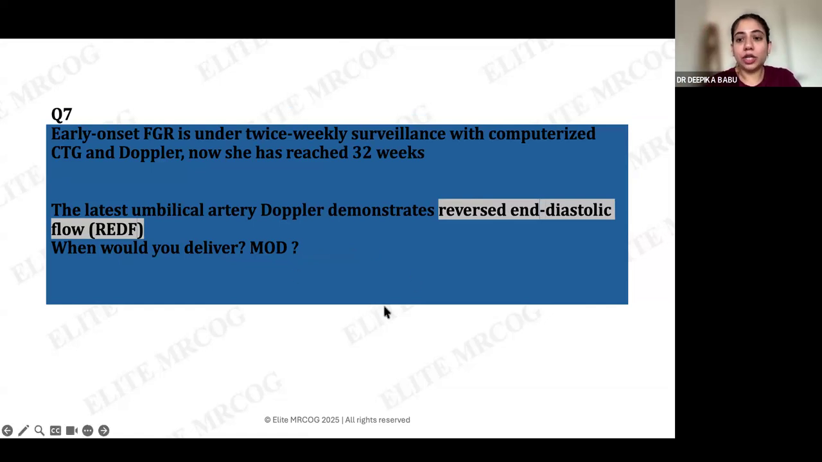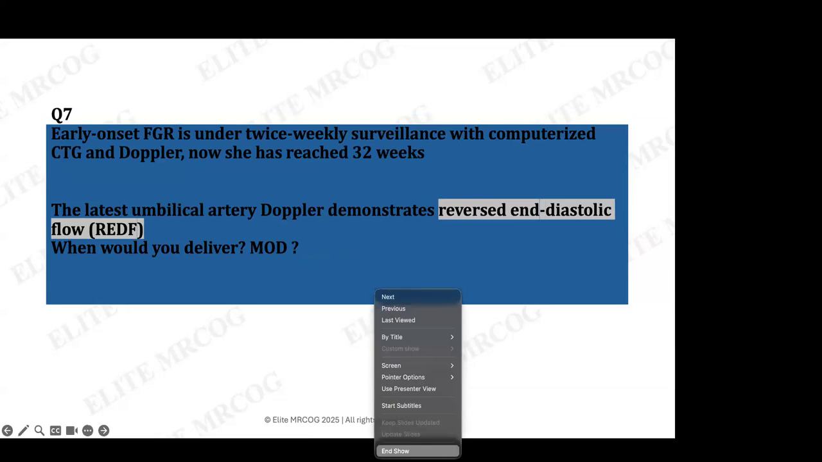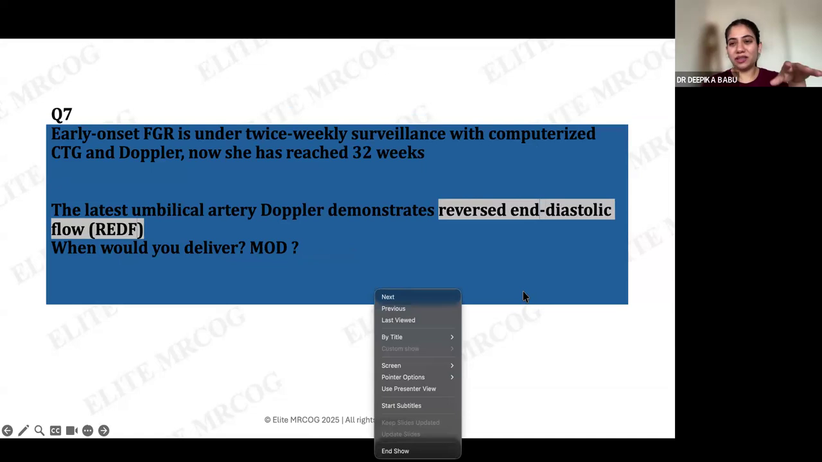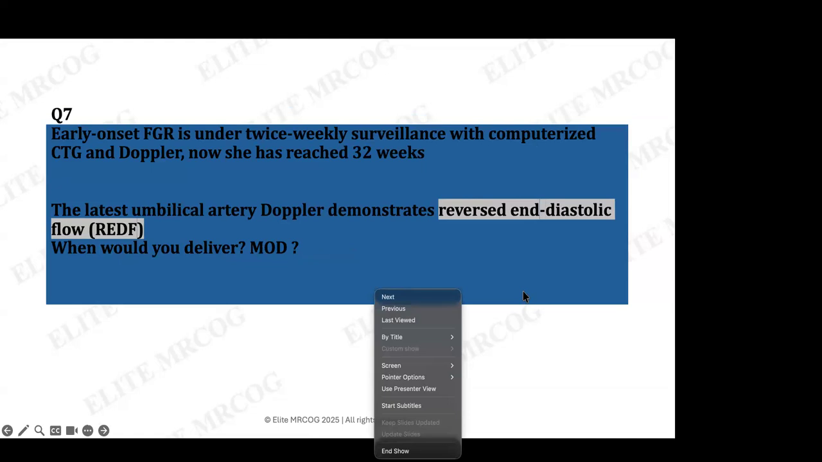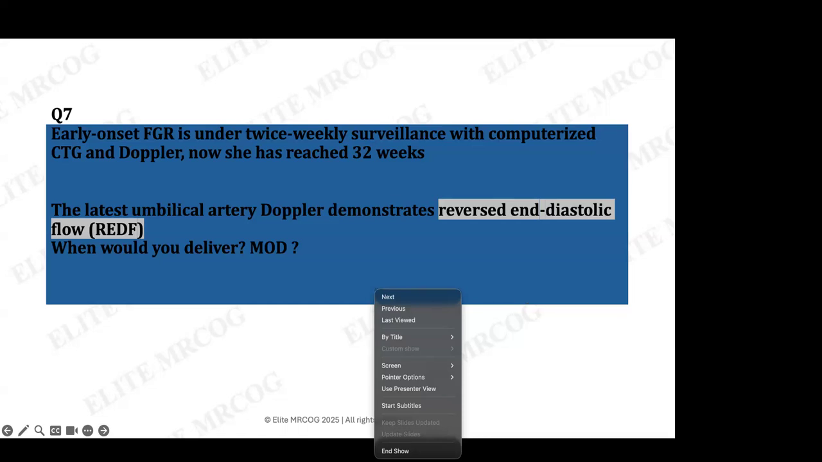And now she has reached 32 weeks. The latest umbilical artery Doppler demonstrated reversed. That means that she must have had some absent end-diastolic flow before, and now she has reversed end-diastolic flow, and she has reached the 32 weeks now. Okay, now what will you do? When would you deliver? Cesarean section, but after corticosteroid.